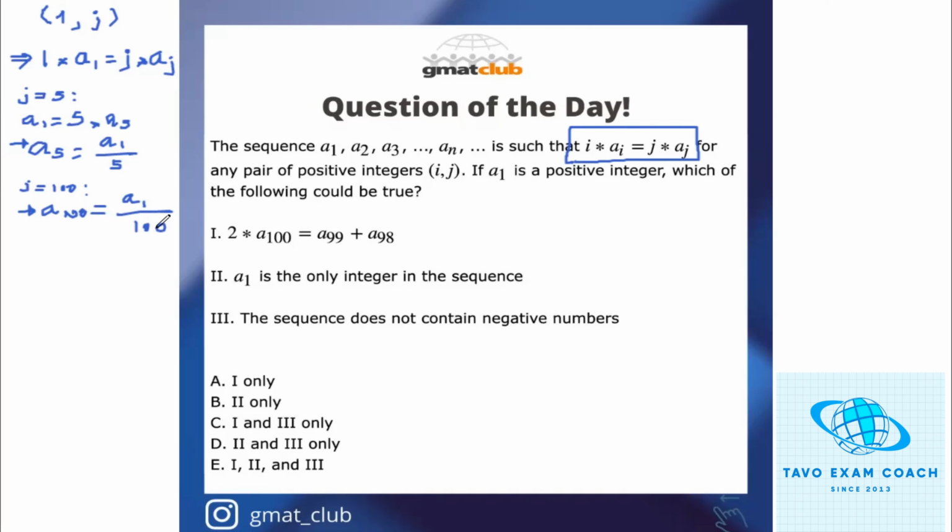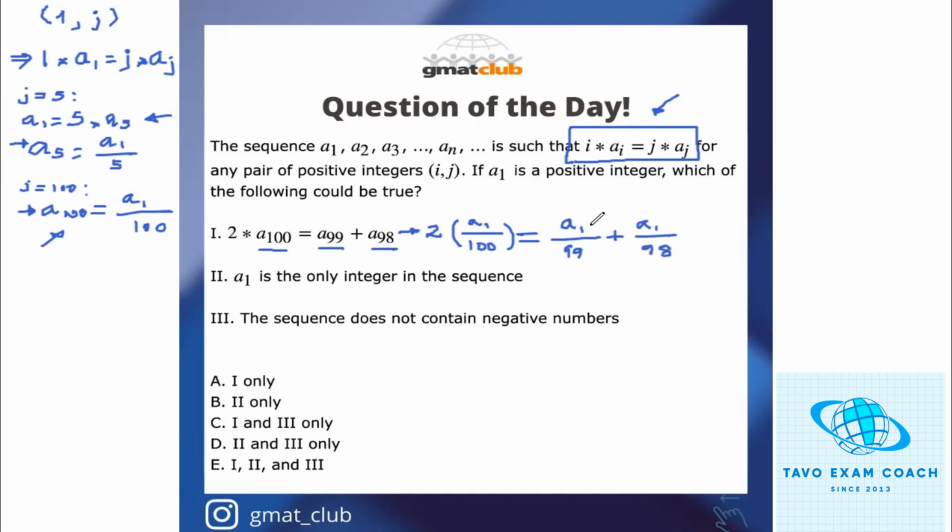So now, with this, we can evaluate statement 1 first. In statement 1, we see the affirmation 2 times a sub 100 equals a sub 99 plus a sub 98. That is, 2 times the 100th term in the sequence equals the sum of the 99th and 98th terms, respectively. But according to this rule, any of these terms can be expressed in terms of the first. If we do the replacement of each of the terms, we would have 2 times a sub 100, which would be a sub 1 over 100, and this would equal a sub 1 divided by 99 plus a sub 1 divided by 98.